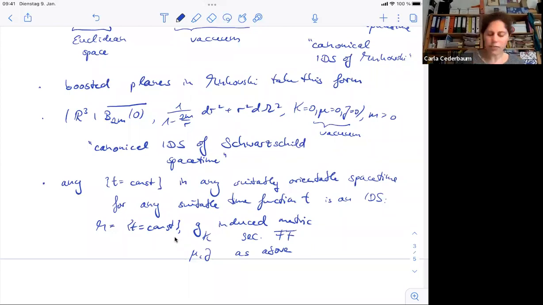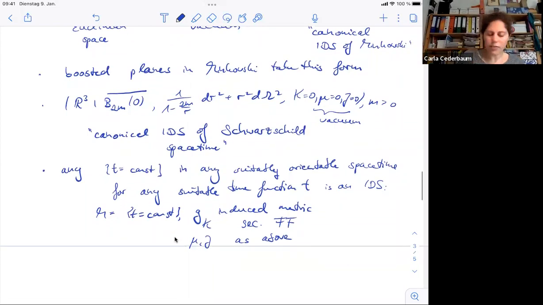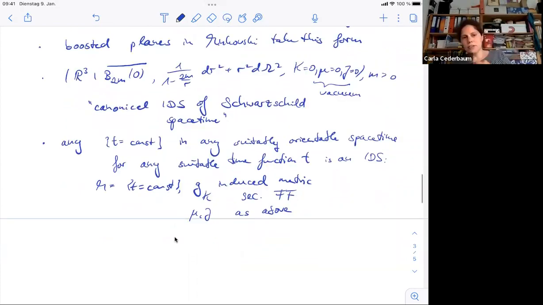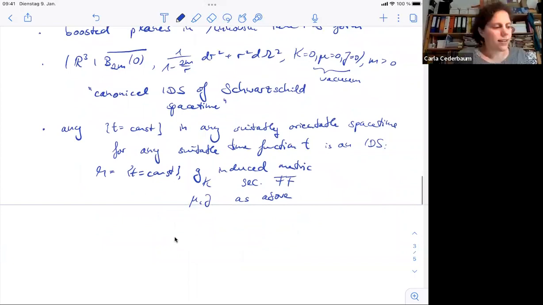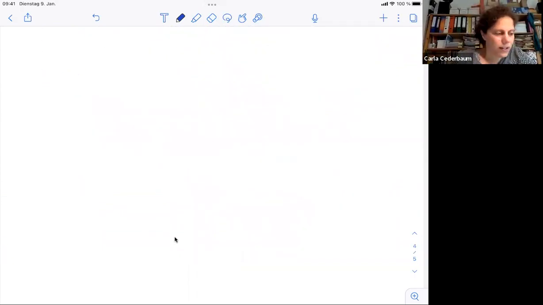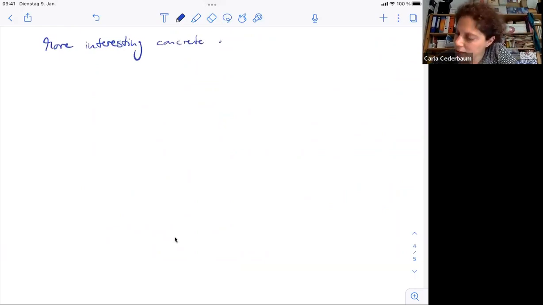Okay, but I want to show you one class of examples that will also be relevant tomorrow when we study the center of mass, and this may be more instructive. So it may be a more interesting, rather concrete example that might also give you a feeling for what's going on in these initial data sets. And for this, we consider the Schwarzschild spacetime.